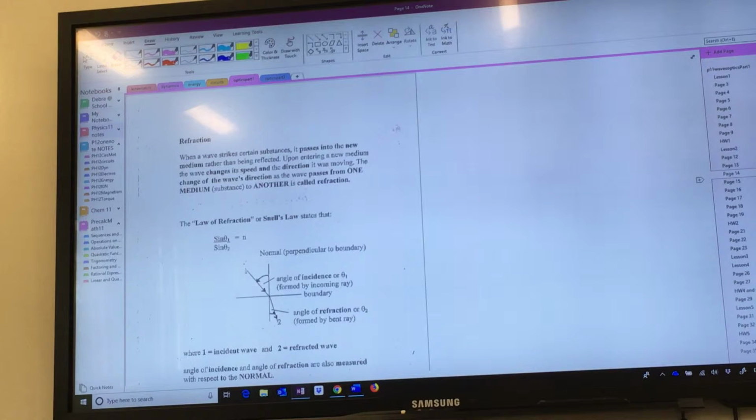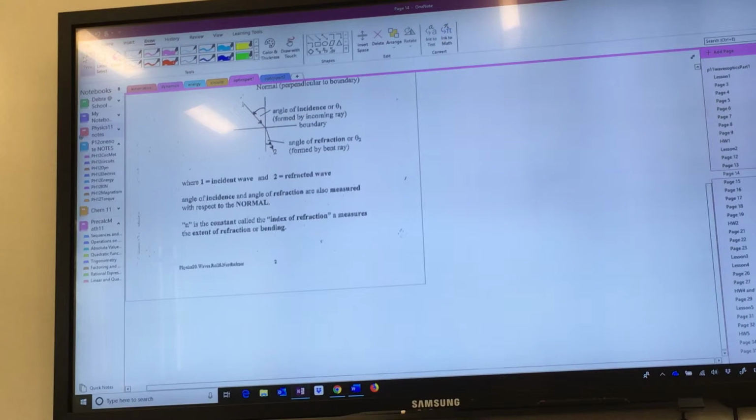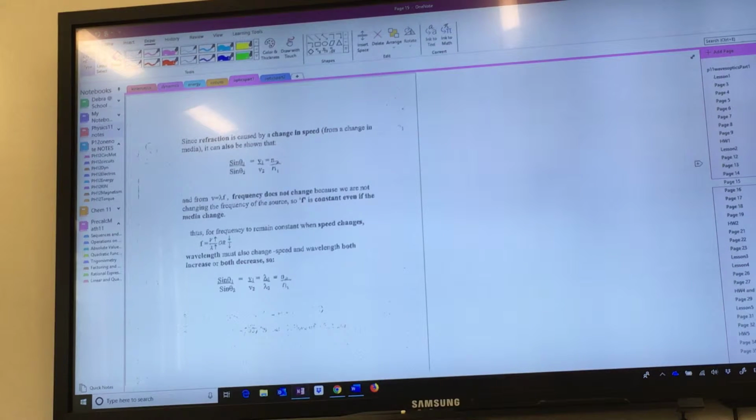And there's a relationship between the two, and it's always measured with respect to the normal. And so here's the formula for refraction, and this is important.